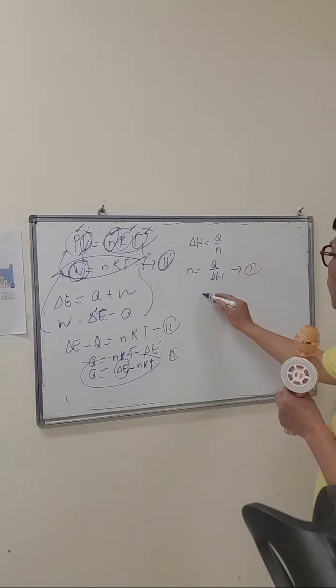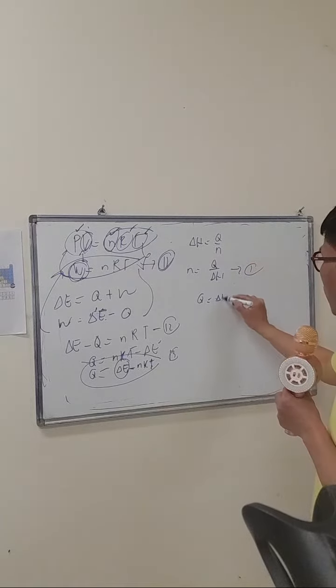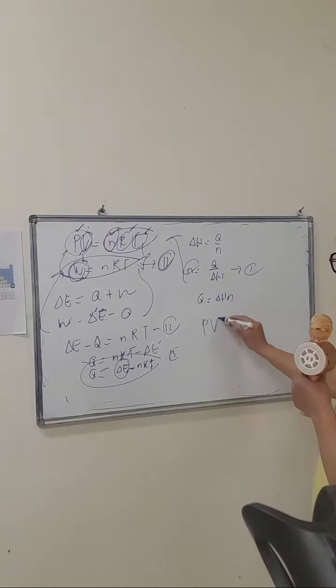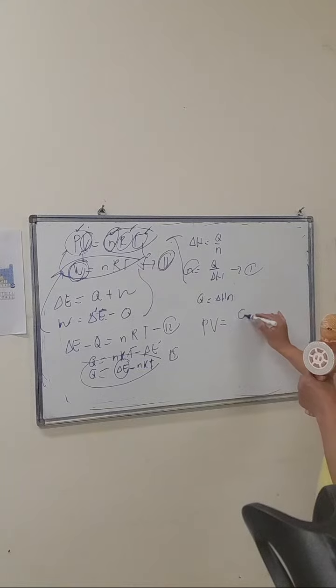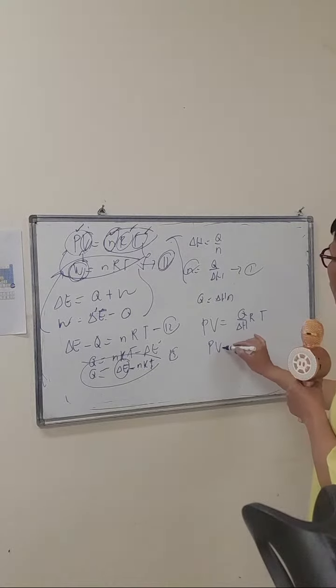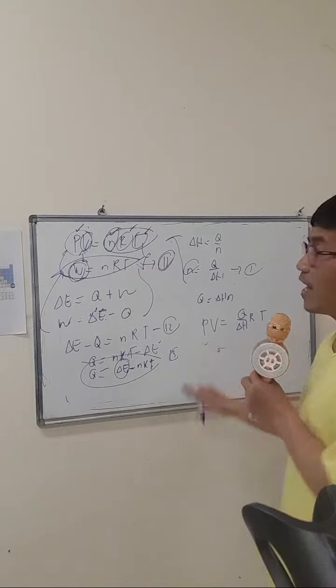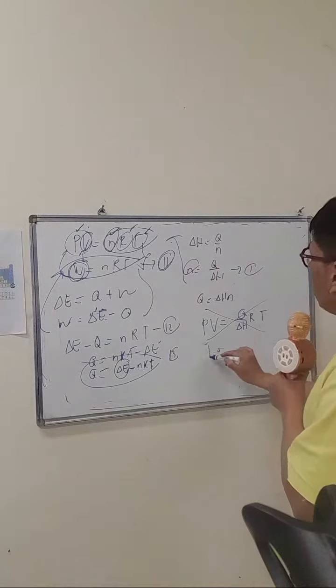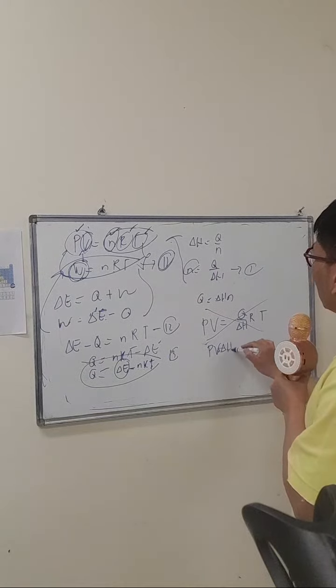Or Q is equal to delta H times N. Substitute the N in the PV and RT. Let's go back. PV is equal to Q over delta H times the R times the temperature, right? PV is equal to, crisscross multiplication in algebra, math. Crisscross multiplication. So PV delta H equals Q RT.